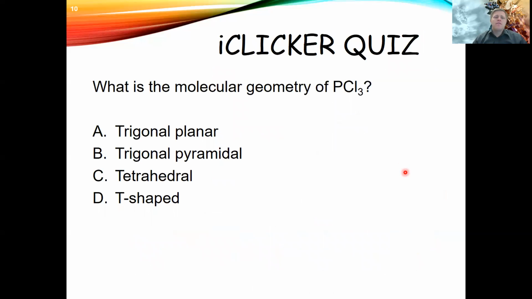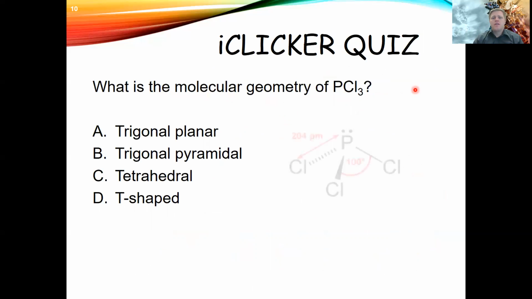So with that, let me give you an iClicker quiz and tell me what the molecular geometry is of PCl3. So for this, you're going to have to draw the Lewis structure and figure out the steric number and then the geometry. Go ahead and pause the video and do that.